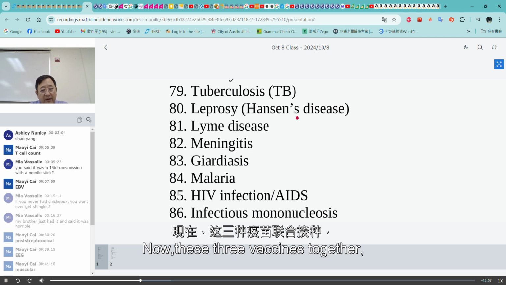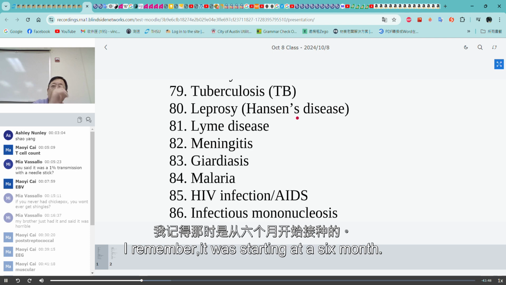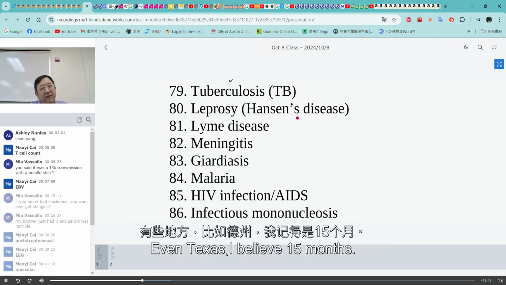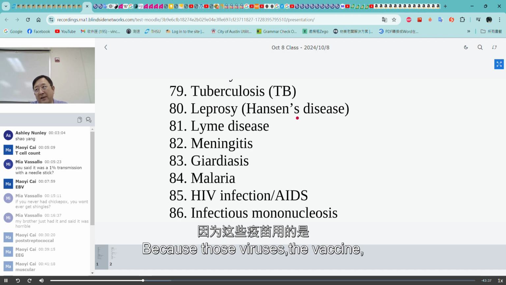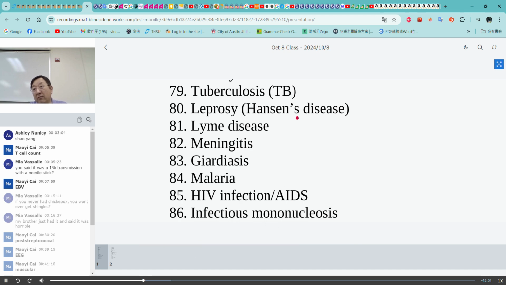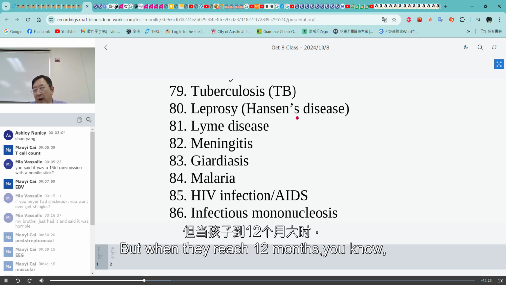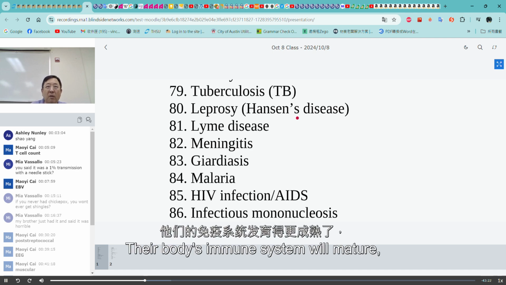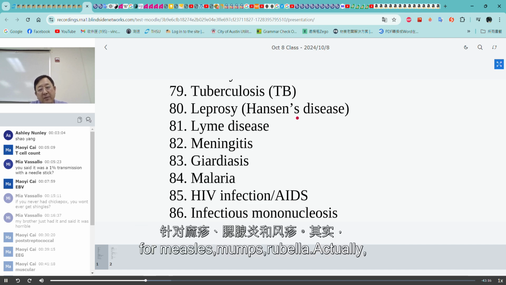Now, these three vaccines together we give to a child. A long time ago, I remember, it was starting at 6 months. Now it is delayed until 12 months, and in Texas, I believe, 15 months. So at least 12 months old. Why? There's a reason. The vaccine viruses are live viruses. If the baby is too young, it could be a little dangerous. But when they reach 12 or 15 months, their immune system is more mature, so they can handle it. That's why we delay now until 12 to 15 months for measles, mumps, rubella.